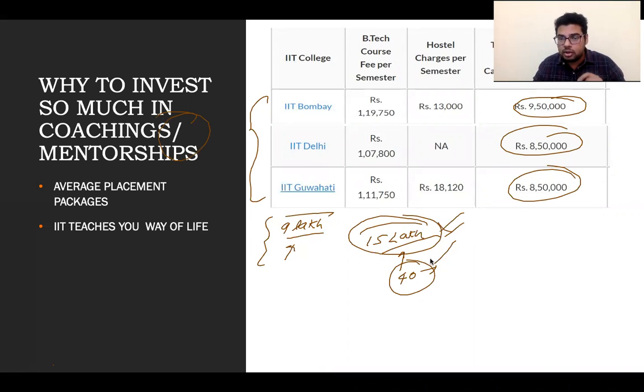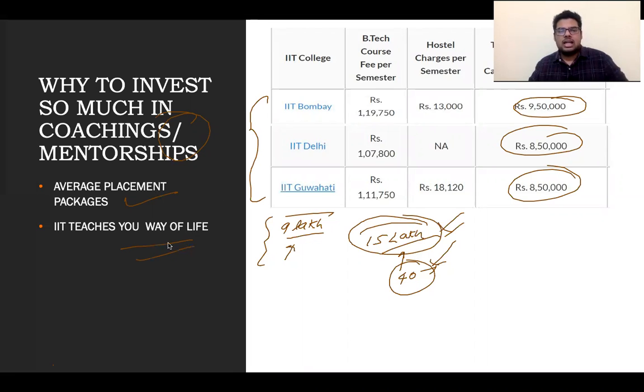And also for the colleges of lower ranks. So I am not saying that they are bad colleges, right? I'm just comparing them with the IITs, right? So why not spend some money here to save all of them? And average placement packages, right, they are always higher for IITs, right? For most of the IITs, it is always higher than the rest of the colleges in India.